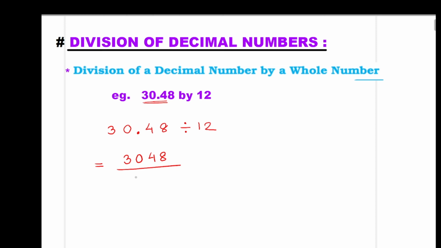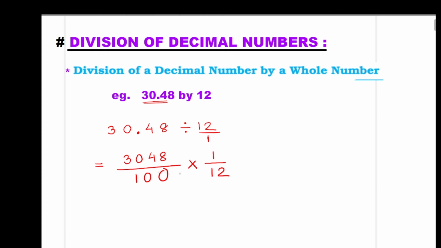Now if we convert this number into a fraction, since the point is before 2 digits, here it will be 100. When it is a division and we convert it into multiplication, we have to write the reciprocal of 12, that means 1 by 12. Now multiply the fractions as you normally do.